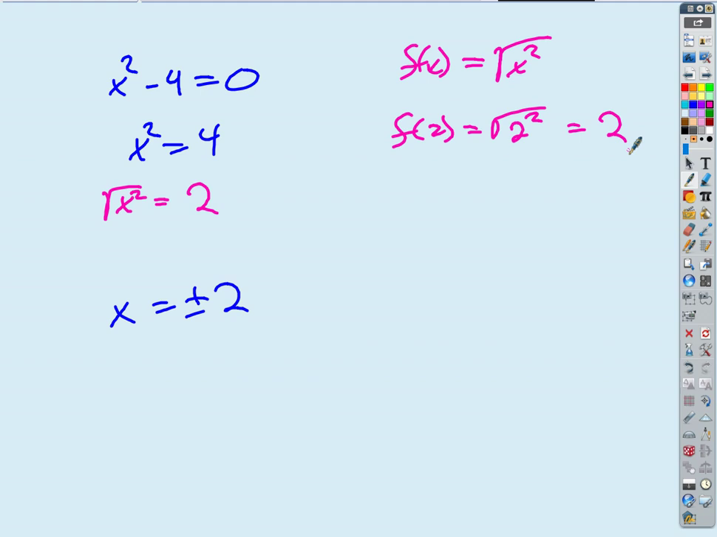Oh, I see. That's x, right? We put in 2, we got back 2. Okay. Let's try negative 2. I get the square root of negative 2 squared. What's negative 2 squared? 4. What's the square root of 4? 2. It's not x. I plugged in an x value and I got back its opposite in that case. When I put in a positive value, it gave me back the same value as the input. But when I put in a negative value, it gave me back the positive opposite.